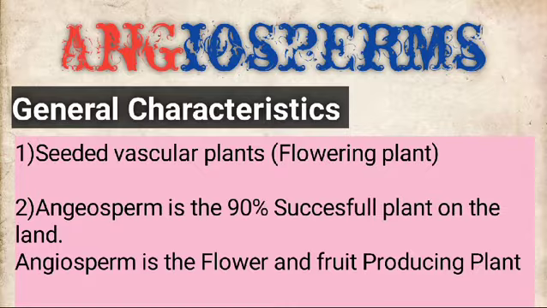Now I am defining the general characteristics. So the number one characteristic is that they are the seeded vascular plant, means to say they are the flowering plant. Number 2 is angiosperm is the 90% successful plant on the land. Number 3 is the angiosperm is the flower and fruit producing plant.